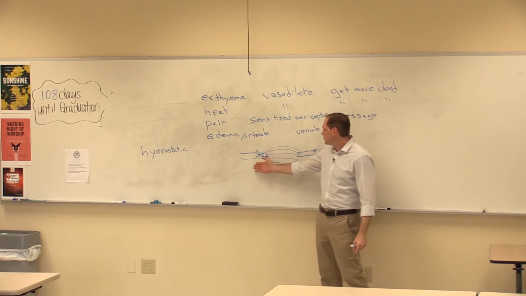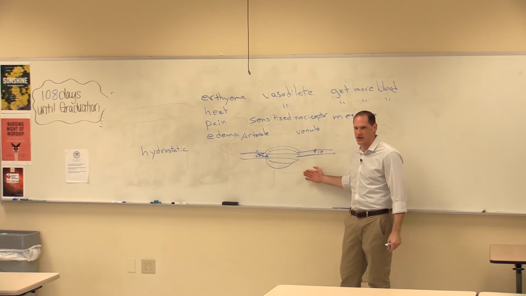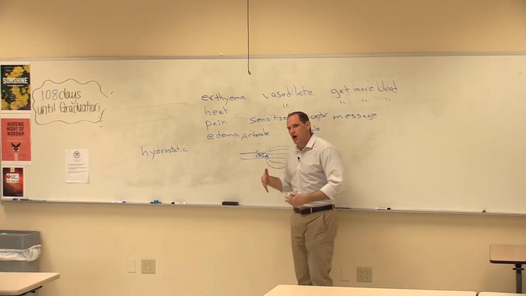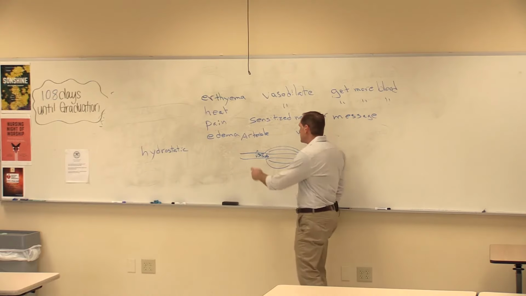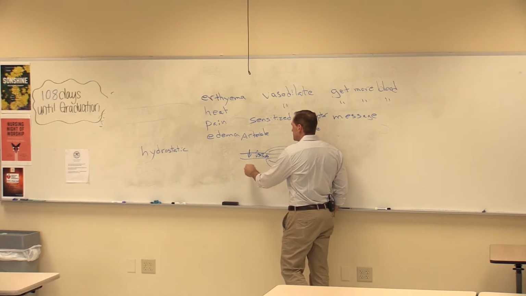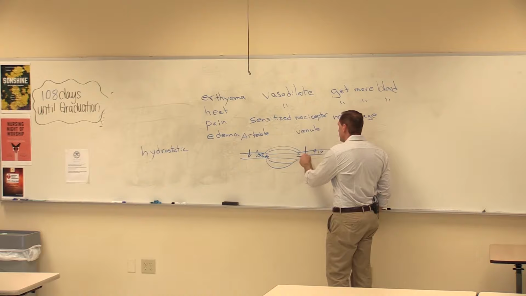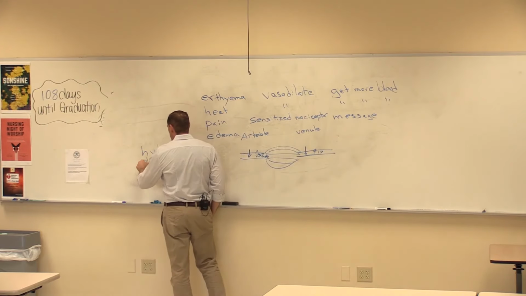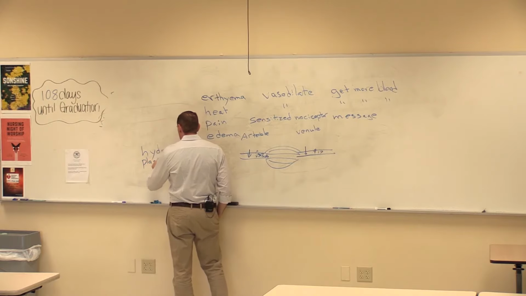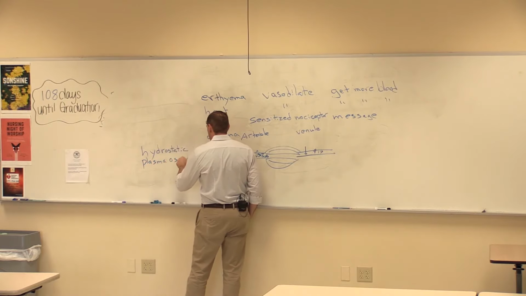Okay, so you've got pressure pushing out over here, and you've got pressure pushing out over here. Does that make sense? Now, there's also an osmotic pressure, which is a chemical pressure that's pulling blood inwards. And that is generated by proteins. So we're going to call that plasma osmotic pressure.